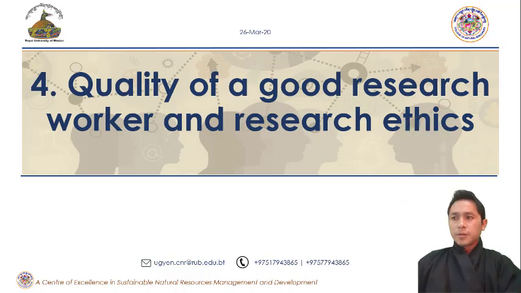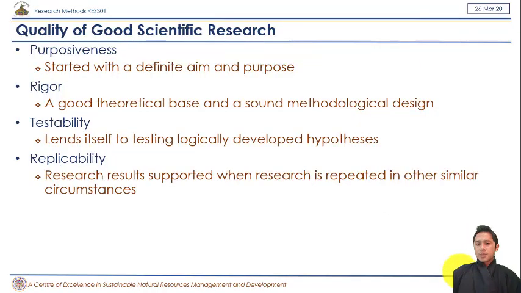So, what are the quality of good research? The quality of good scientific research starts with a very good purpose. You need to have a great purpose in your mind, a definite purpose that will serve the local community, that will serve the scientific community, that will serve the nation, and that will serve the world. So have a very good purpose. Your research should have a very good strength in terms of scientific information and methodological design.